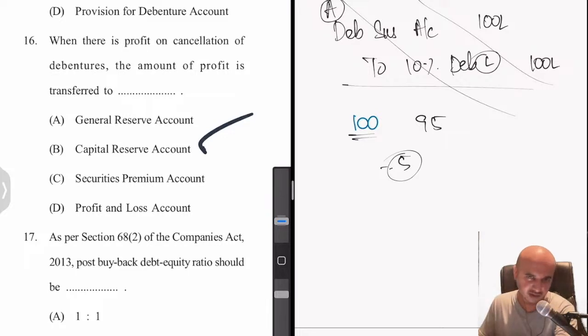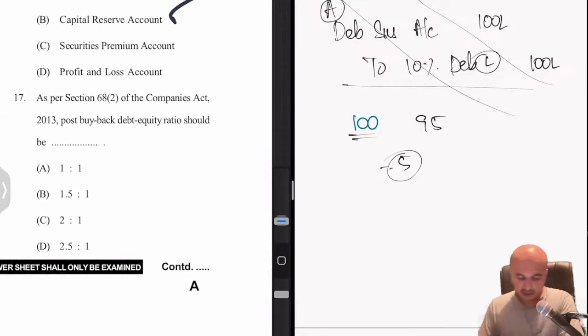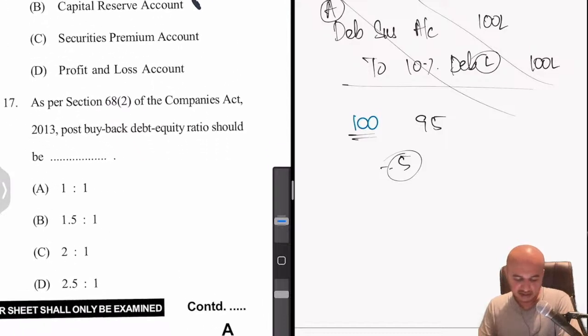Any capital profit which we earn from transactions which are not operational in nature. This is not our day-to-day operations, issuing debentures. So therefore this would be a capital transaction, and this profit shall be transferred to capital reserve account. Okay, that was easy. Let's move to the next one.